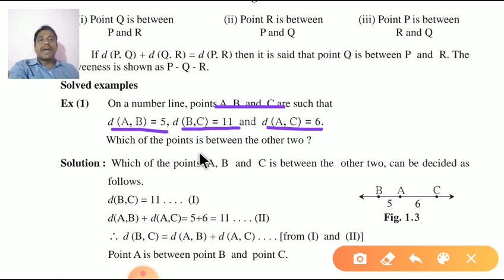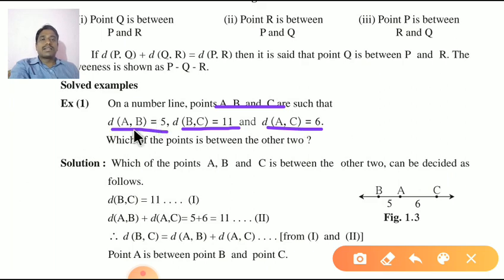Now here we have to find which of the points is between the other two. Which of the points A, B, C is between the other two can be decided as follows. First one, the larger number is 11, say equation number 1. That means distance BC is equal to 11, equation number 1, and adding the remaining two distances, AB is 5 and distance AC is 6.